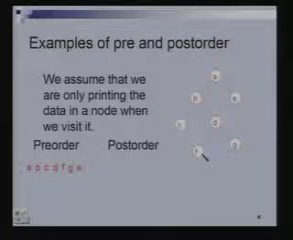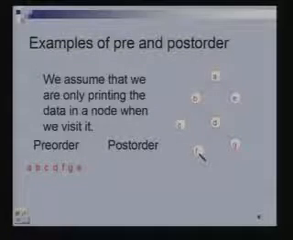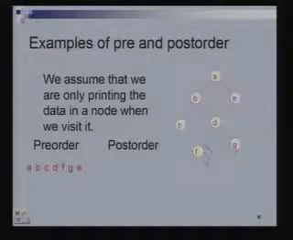Any questions here? Is it clear to everyone? Okay, let's do a post-order traversal now. Which do you think is the first node that would get printed? C. Why is C the right answer?